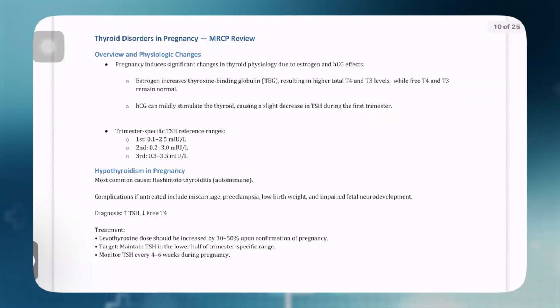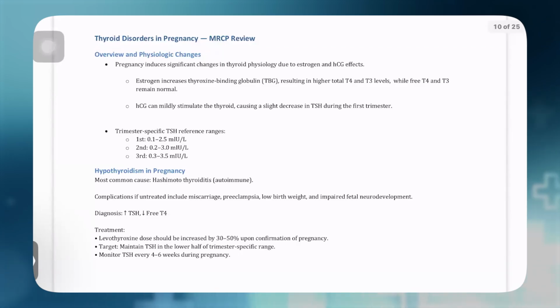So pregnancy induces significant changes in the thyroid physiology. Who alters it? The estrogen and beta HCG. Many times the option is there that progesterone also does that. That is wrong. Progesterone does nothing. It is the estrogen and beta HCG. So estrogen, what does it do? It increases the thyroid binding globulin.